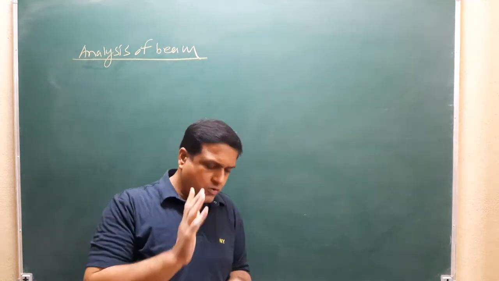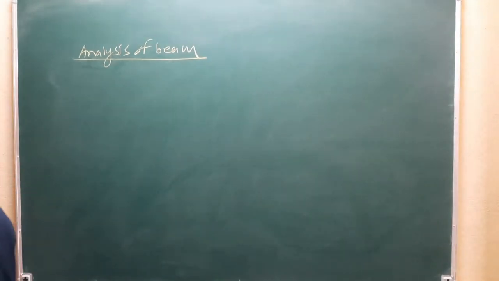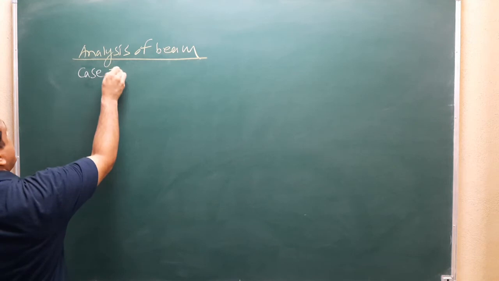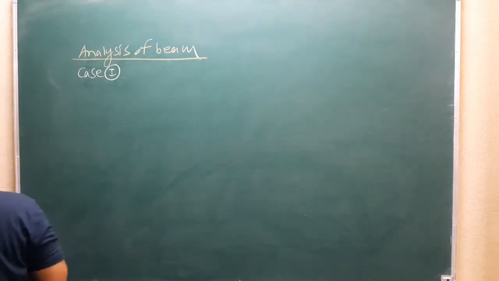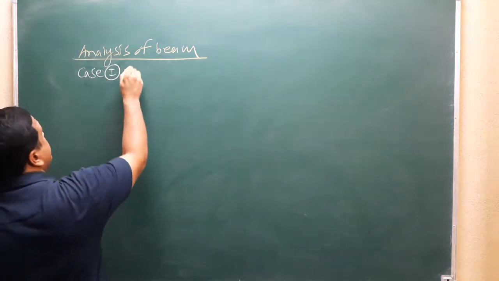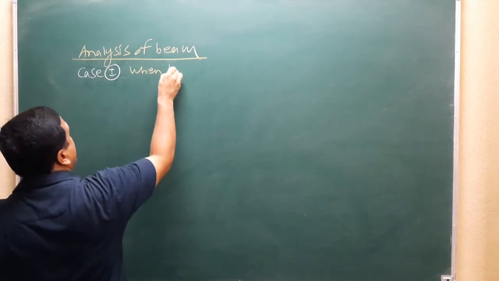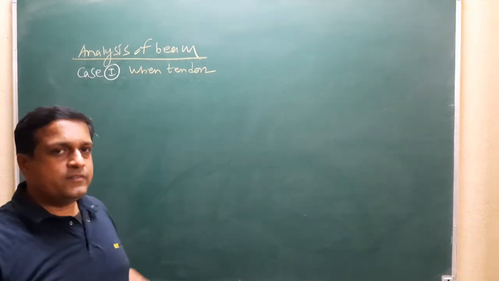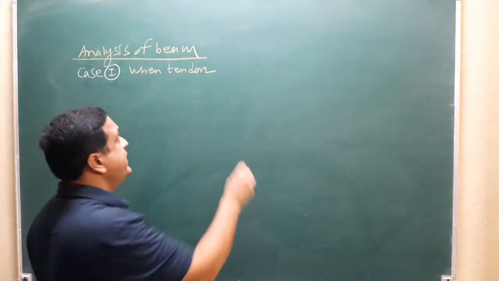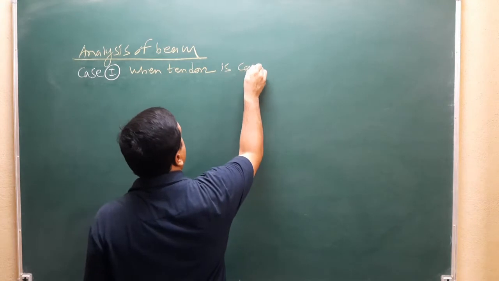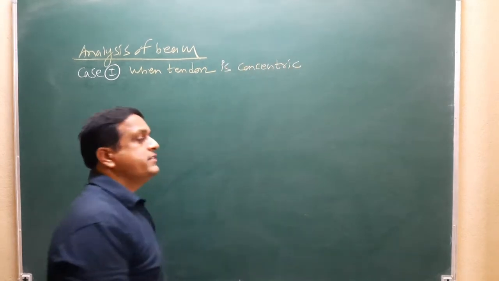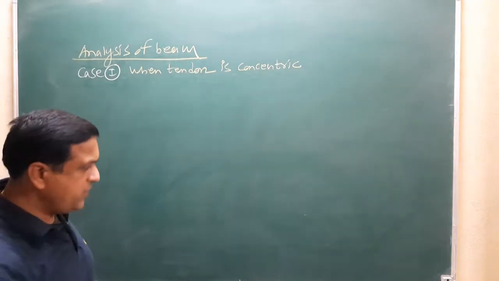Okay, so what you have to do? In that, case 1, when the tendon, which is nothing but the wire, is concentric. When the tendon is concentric, that wire is concentric. Okay, how is it?